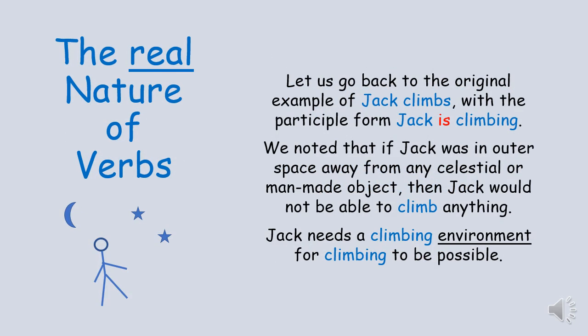So let's continue to examine the real nature of verbs. Let's go back to the original example of Jack climbs with its participle form Jack is climbing. We noted that if, for example, Jack was in outer space, away from any celestial or man-made object, then Jack would not be able to climb anything. He'd be able to waggle his arms and legs about in a climbing motion, but he wouldn't actually be able to do any climbing. Jack needs a climbing environment for climbing to become possible.